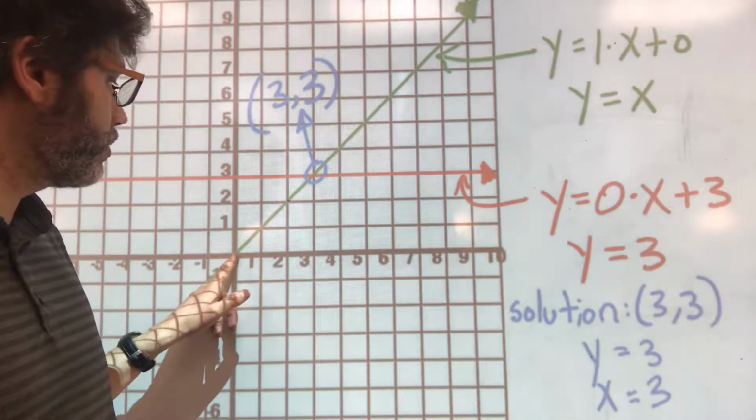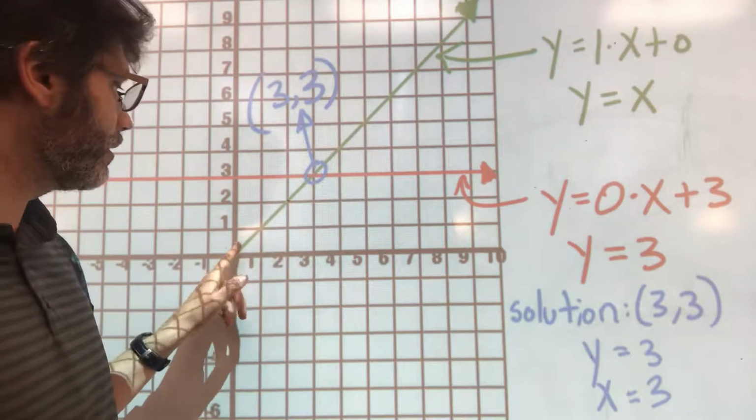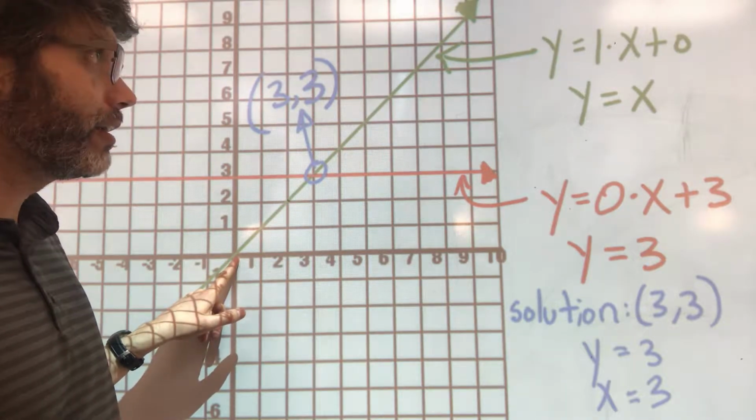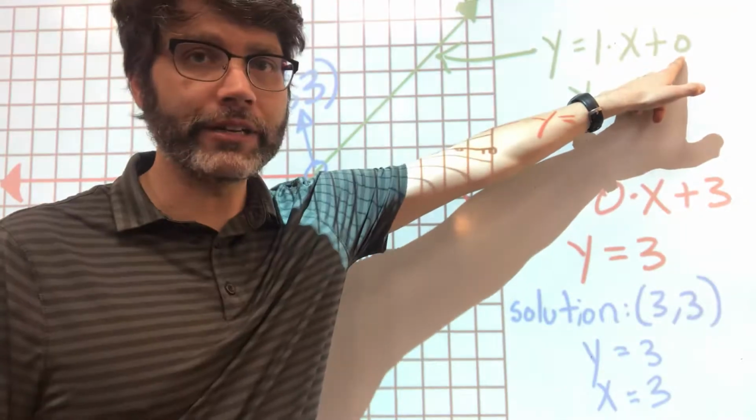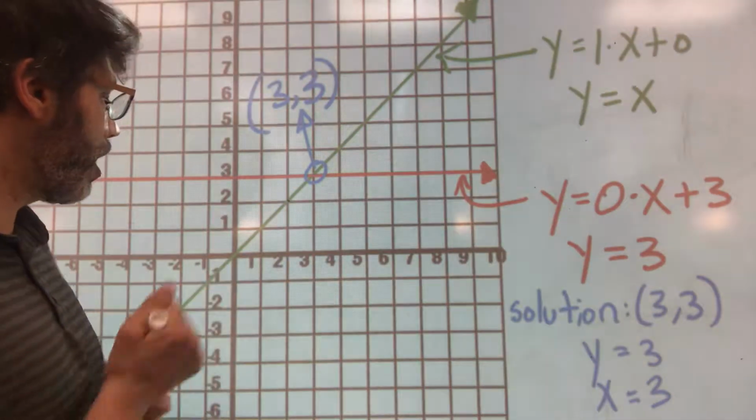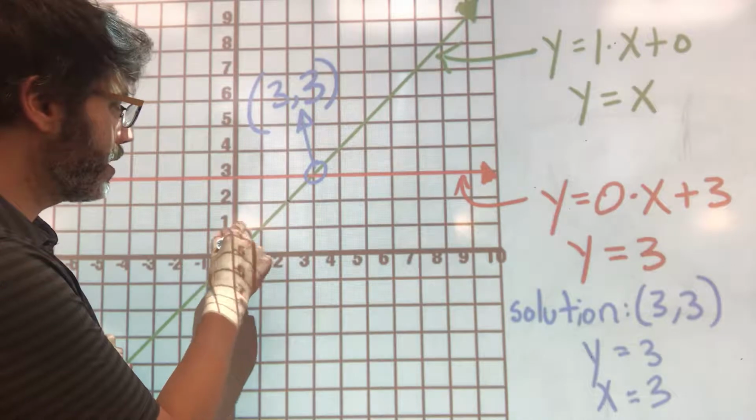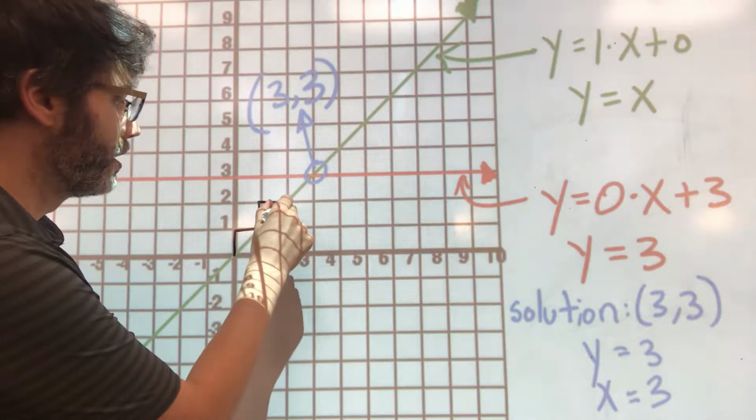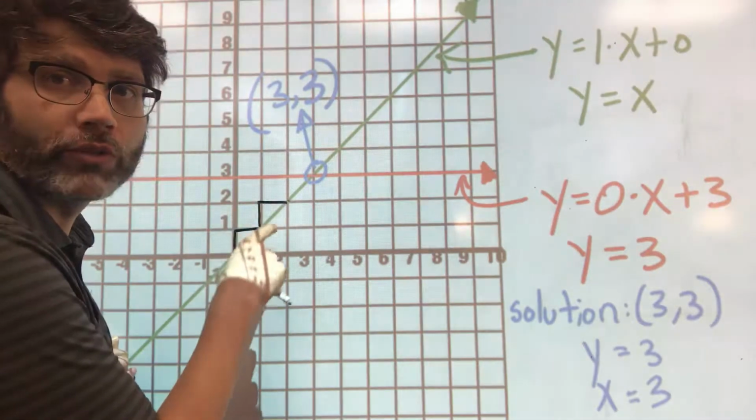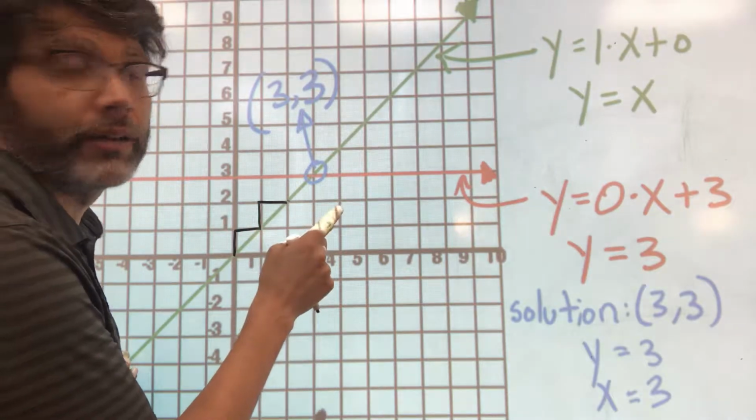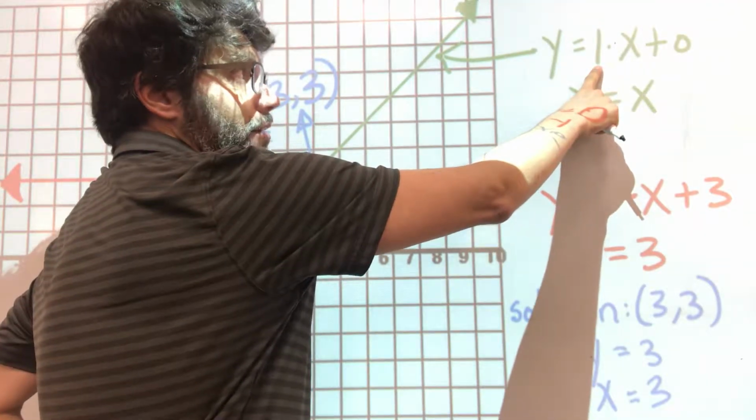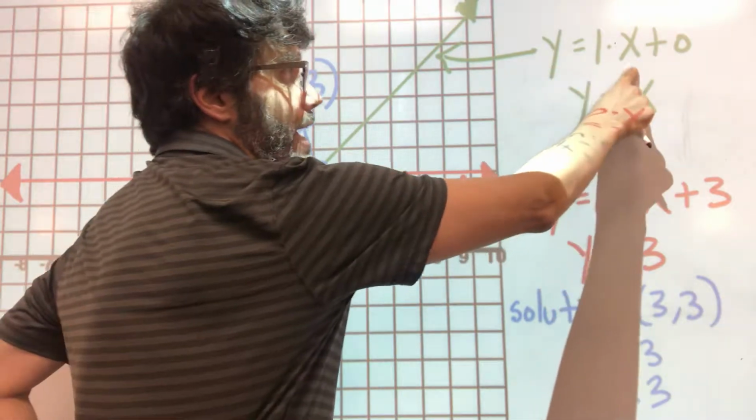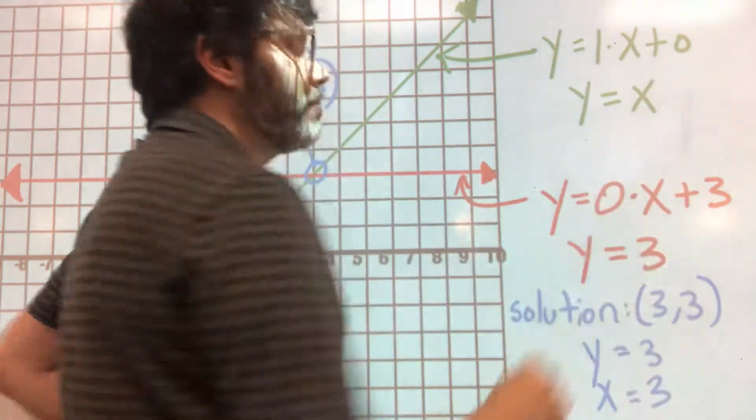So this green line right here, it goes through the origin, okay? So the b is 0. That's represented right here. Now we go up 1 to the right 1, up 1 to the right 1. So that's a slope of 1 over 1, or just 1. So for the m, we put it right here as 1. So it's y equals 1x plus 0.